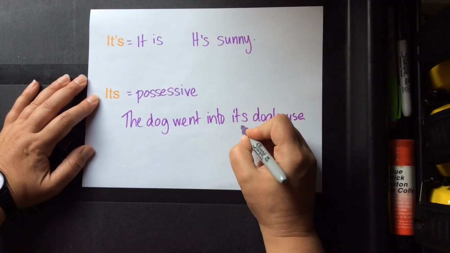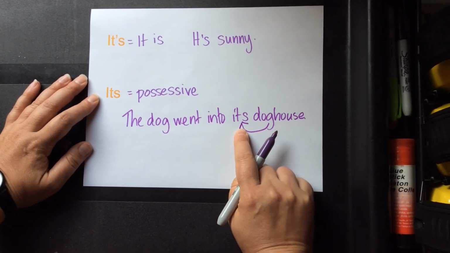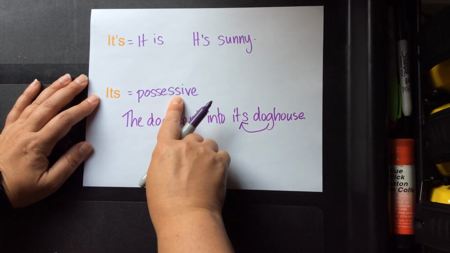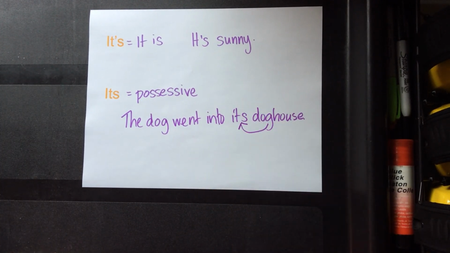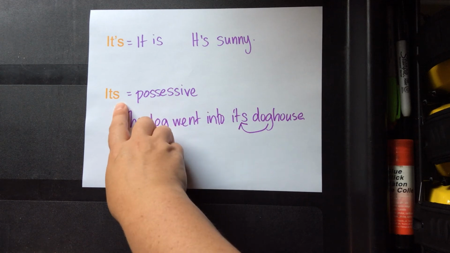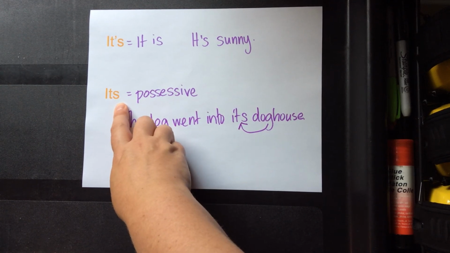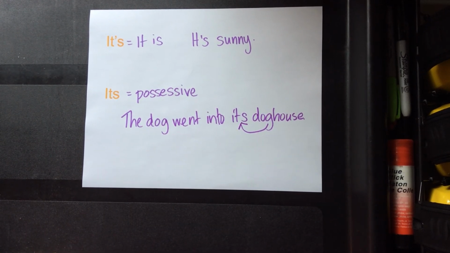This doghouse belongs to the dog, it, so it's showing something possessive, right? I cannot say the dog went into it is doghouse, so I do not need to have a contraction here. I'm going to use the form without the apostrophe to show the possessive.